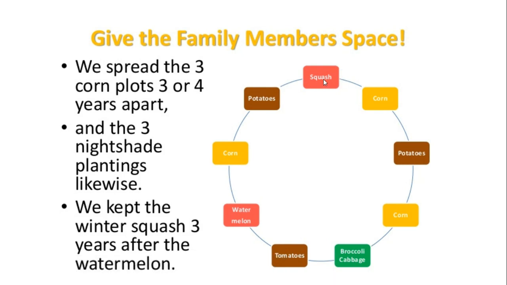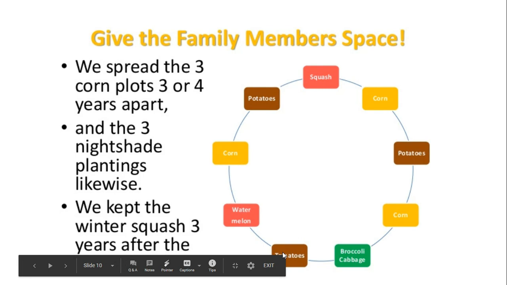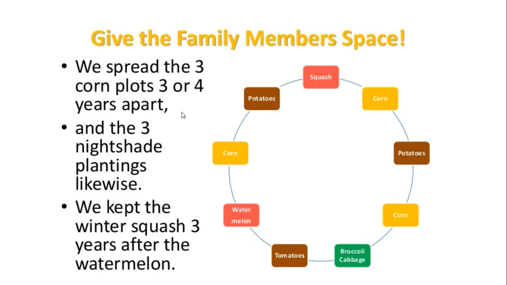And so their rotation will be squash, corn, potatoes, corn, cabbage, tomatoes. Notice tomatoes are the same color as potatoes, same plant family. Watermelon, corn, potatoes, squash, and so on. It depends on your crops in your area.